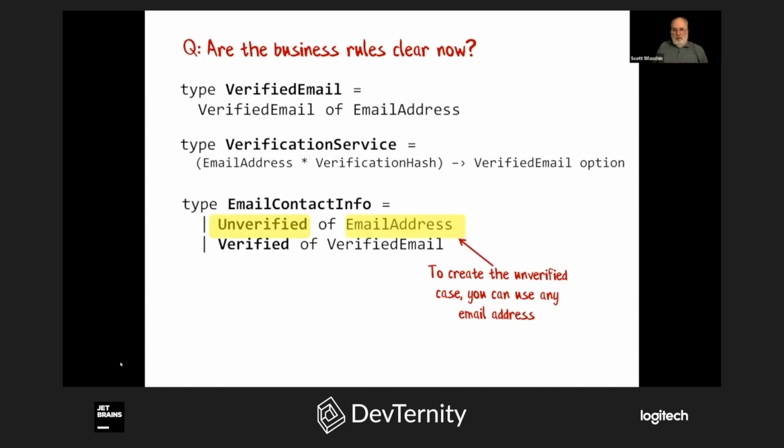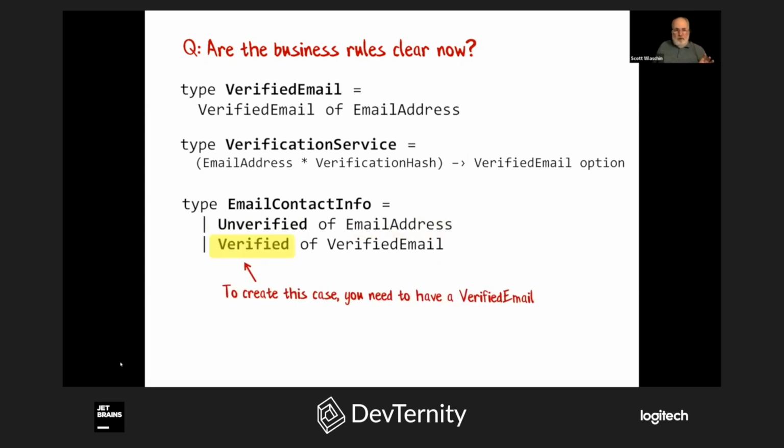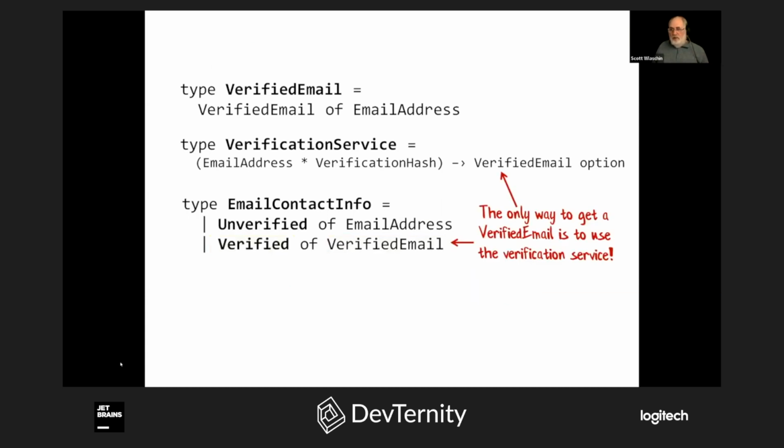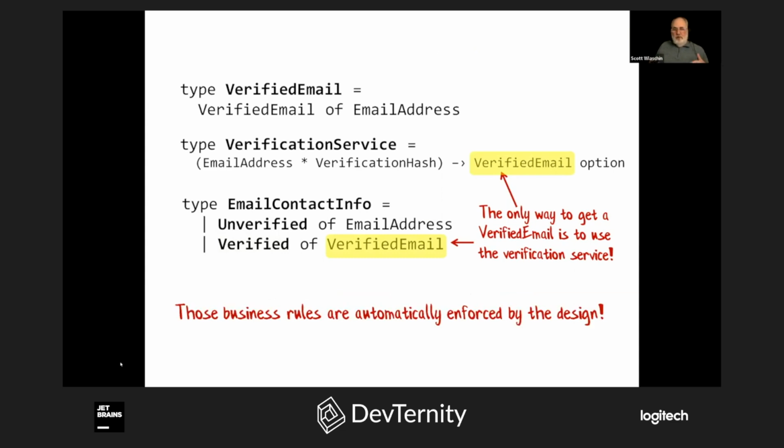Okay, so I can only set it to be unverified with a normal email address. The only way I can have the verified case, the Boolean is true, the only way I can do that is if I have this verified email. The only way I can get one of those things is as the output of the service. So that rule about you can only set it if it's been verified, that is now implemented in this way, right? So those business rules are automatically enforced by the design. We don't have to write a unit test for this because it literally can't happen. And certain situations literally cannot even happen. So that's really nice. So that's our final review.